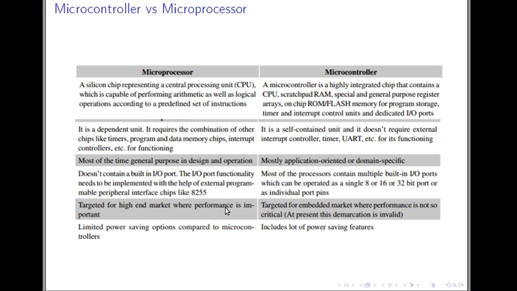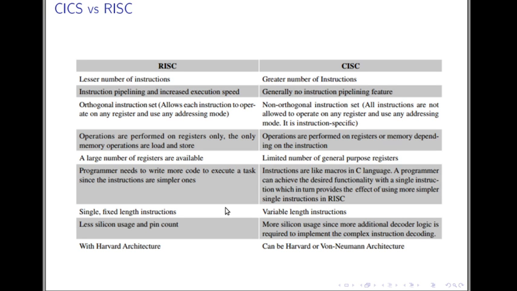Microcontrollers are cheaper and consume less power, while microprocessors consume more power. The CISC and RISC architecture difference is also very popular. RISC is, as I said, reduced instruction set computing, while CISC is complex instruction set computing. RISC has an instruction pipeline and increases execution speed. There are no pipelining features in the CISC architecture.